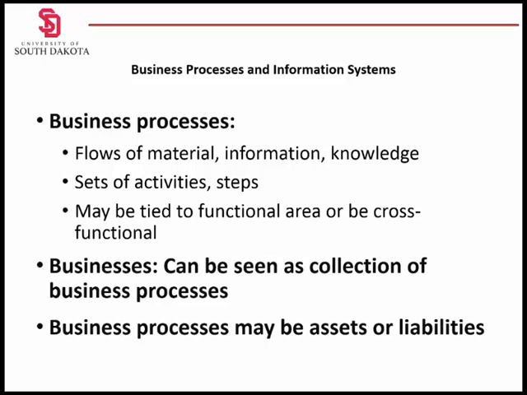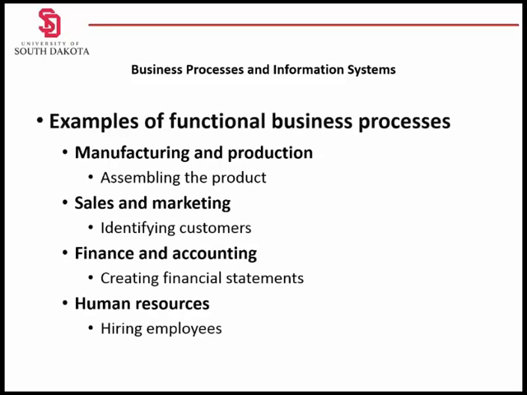Business processes really are a flow of processes in a visual format, and we'll show an example in the next slide. Some examples of functional business processes include manufacturing and production. Think about assembling a product, trying to understand all the steps that are required to assemble it. There's also sales and marketing, which allows us to identify and manage customer interactions, and to identify and target customers so that we can market our products to them. Then there are finance and accounting processes, which create financial statements, and human resources, hiring of employees, and so on.